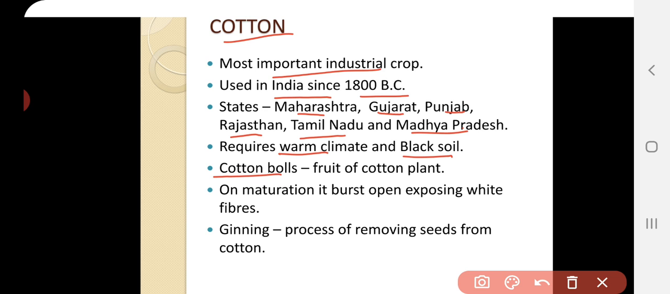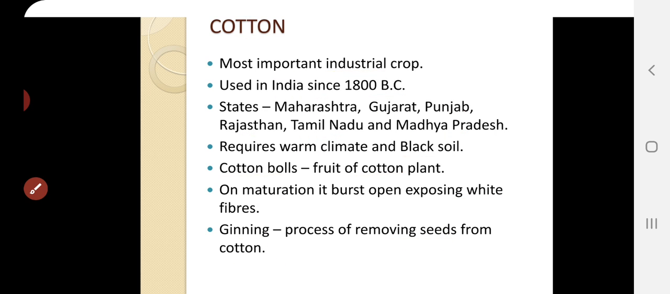And cotton bolls, what is this cotton boll? It is nothing but the fruit of the cotton plant. On maturation, this cotton boll bursts open, exposing the white fibers. That is the fiber which bursts out. By the process of ginning, which is the process of removing seeds from the cotton, we remove the seeds from the cotton.